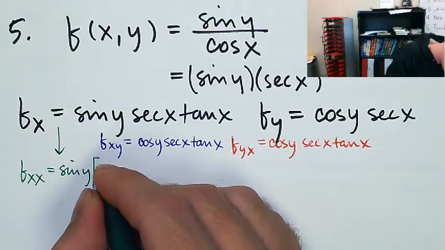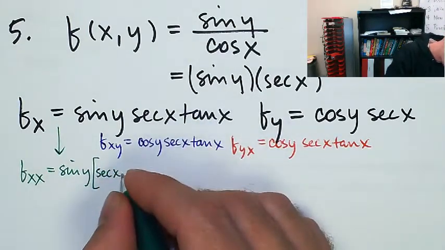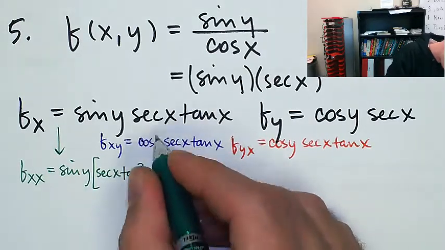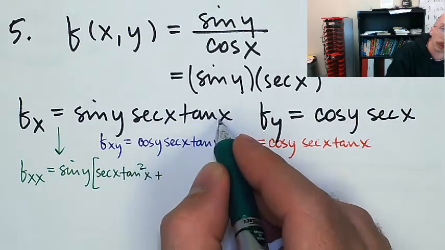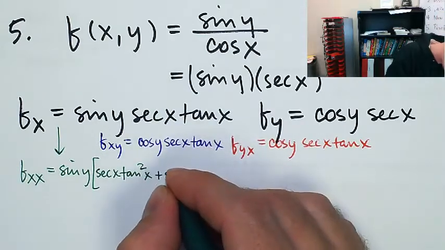The derivative of secant is secant x tangent x, but I'm leaving tangent x the same, so I've got 2 powers of tangent. Plus, then I'm going to leave secant the same and take the derivative of tangent x with respect to x, and that's secant squared, so I'll have a total of 3 powers of secant x.